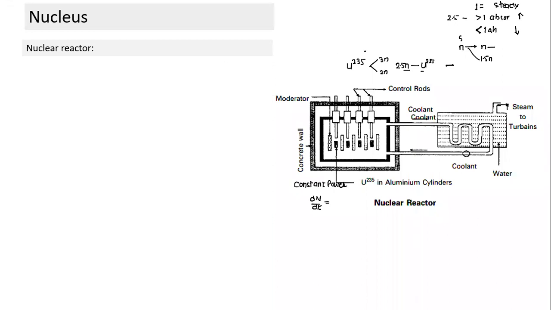Let's say initially there are 10 to power 10 number of neutrons. All of them get absorbed by U-235. Can you tell me how many neutrons will get released after absorption? Each neutron which is absorbed, how many neutrons are released, Advay? 2 each. I said 2.5.